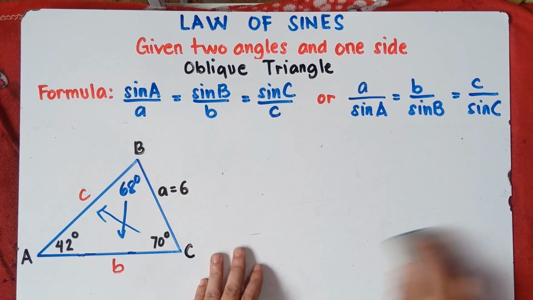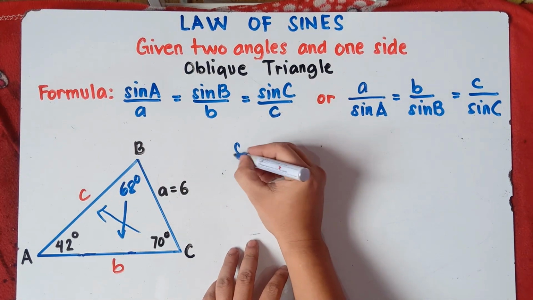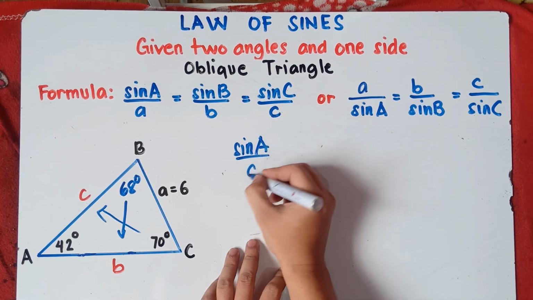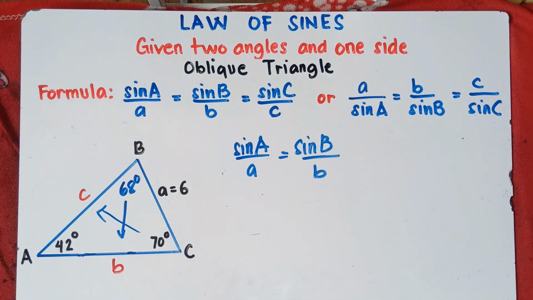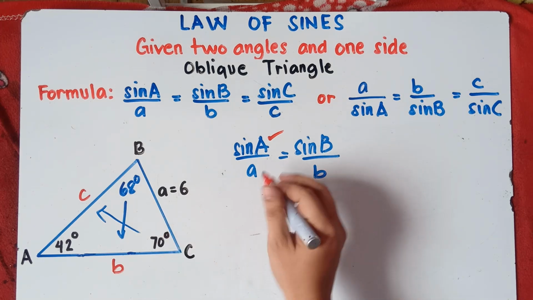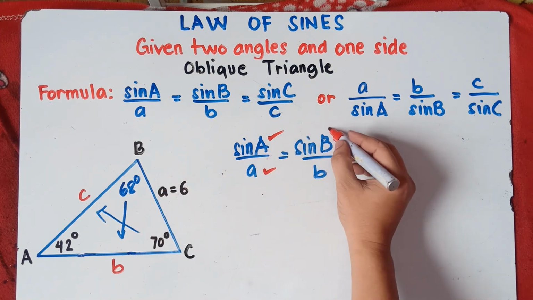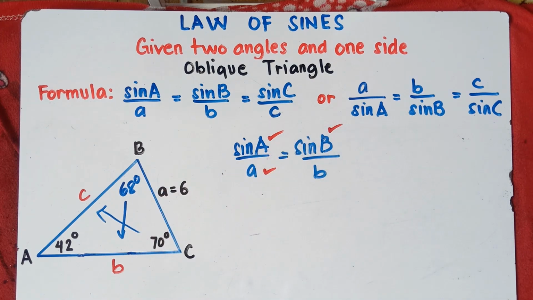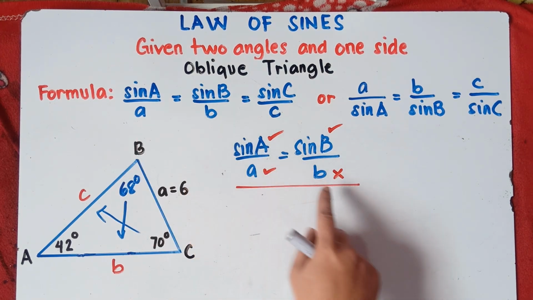Alright, so let's check if we can find B using these two ratios. Let's have sine A over A equals sine B over B. Do we have angle A? Yep, we have angle A. Do we have the value of A? Yep, we have A. Do we have angle B? Yep, that is 68 degrees. Do we have side B? Nope, we don't have side B. So we can use these two ratios to find B.